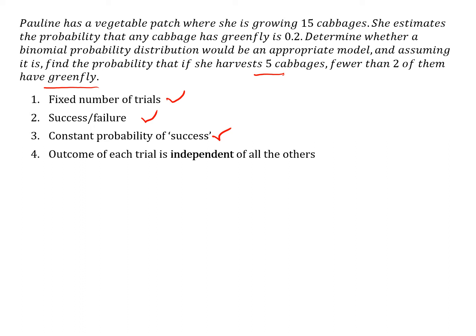Well, this is where I start to have concerns, because if we've got a particular cabbage which Pauline is picking, which has got green fly, then I would say there's a greater chance that that's likely to have affected the probability of the nearby cabbages to that one having green fly. So I would question whether we would be able to say that the independence criteria is satisfied.